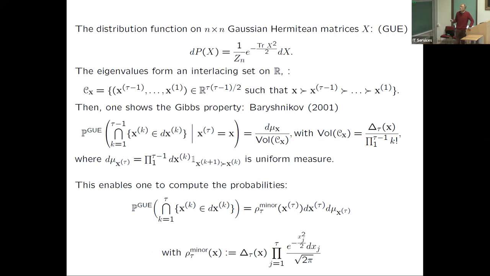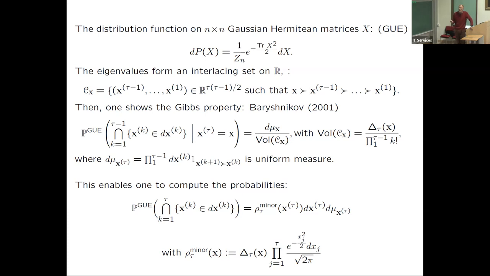So now a famous example of this is the Gaussian Unitary Ensemble of Hermitian matrices, the GUE. The GUE has the following property: we know that the eigenvalues form an interlacing set. Let me explain what that means. You look at the principal minors of that matrix, and you look at the eigenvalues of the consecutive principal minors. So you begin with the first 1-by-1 entry, then you have the 2 by 2 principal minor, 3 by 3 principal minor, etc.